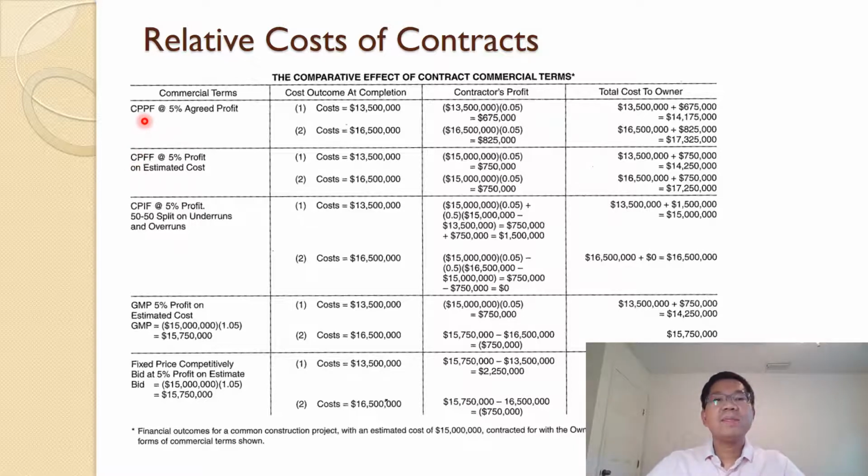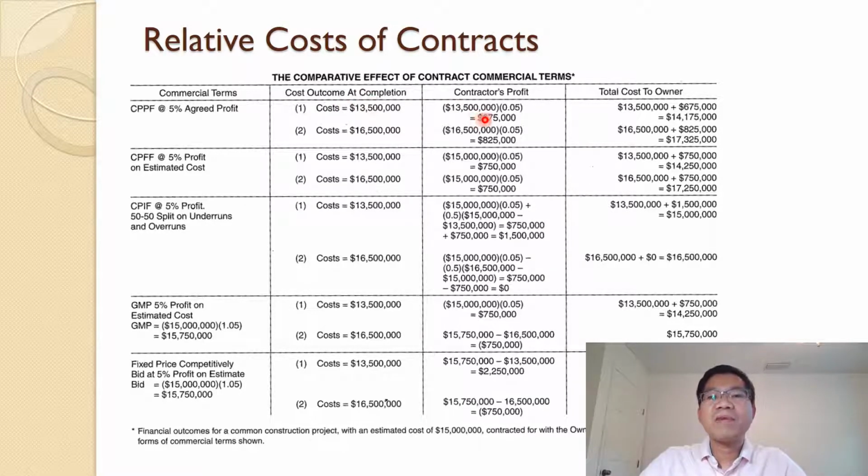The first one, if you assume the financial outcome of the project is estimated at $15 million and contracted for the owner on the basis of 5 different forms of commercial terms that we are talking about here. So what will be the outcome for each scenario? This is the cost plus percentage fee, and the fee is 5% on the actual costs. So the actual cost will be reimbursed. If your target is 15 million, now there is a saving in this scenario, only 13.5 million.